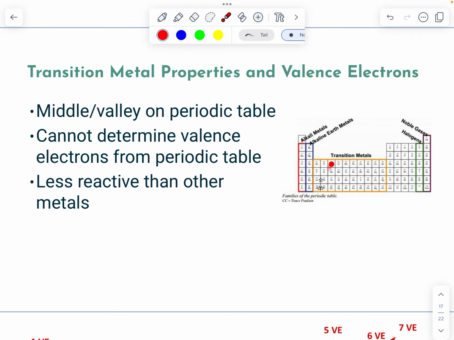One chunk of the periodic table where we don't know their valence electrons is the transition metals, and that includes under the staircase. That middle valley on the periodic table is our transition metals. We cannot determine their valence electrons from the periodic table because those valence electrons can vary. And those are less reactive than our other metals, just generally because of those unknown valence electrons.